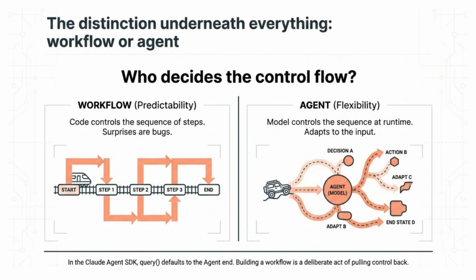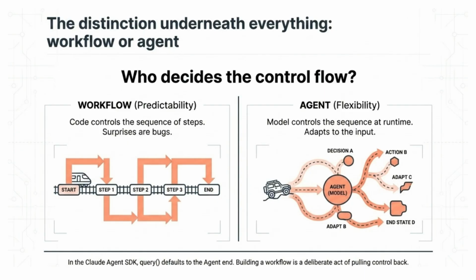The distinction underneath everything, workflow or agent. Anthropic draws one architectural line that organizes all the patterns. Workflows are systems where LLMs and tools are orchestrated through predefined code paths. Agents are systems where LLMs dynamically direct their own processes and tool usage, maintaining control over how they accomplish tasks.